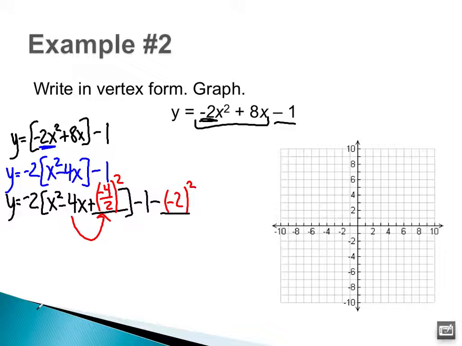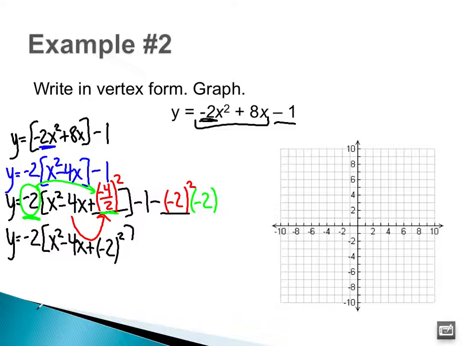Here's the part that's a little tricky. Please remember that we factored out a -2. So this right here is being multiplied by this -2. So when I subtract -2 squared, I need to multiply it by the -2 that's outside the brackets. I'll rewrite this so it looks a little nicer. And this 4 just comes from that -2 squared.